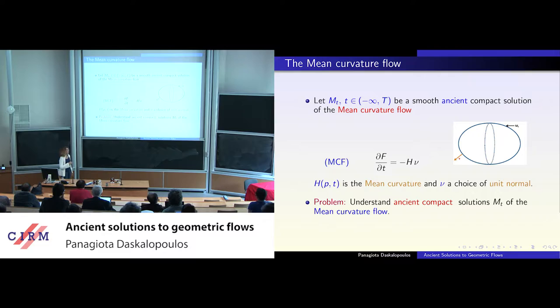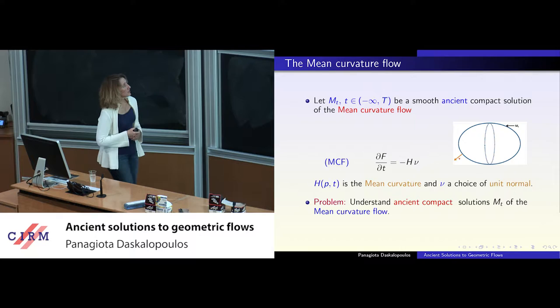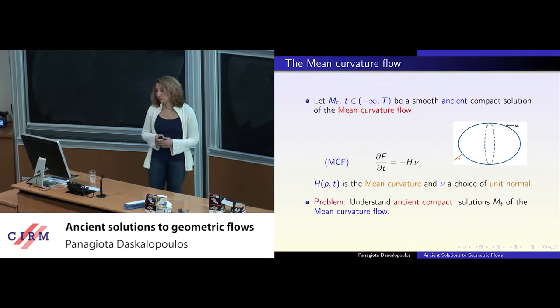direction of the normal, you put a normal direction nu, by the mean curvature. And so if I put a negative sign here, this nu points outwards, but I have a negative sign, so this means a convex surface, of course, contracts. And so the problem, again, is to understand the ancient compact and convex solutions of the mean curvature flow.